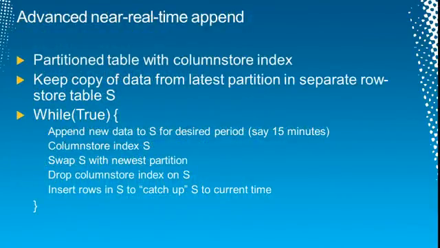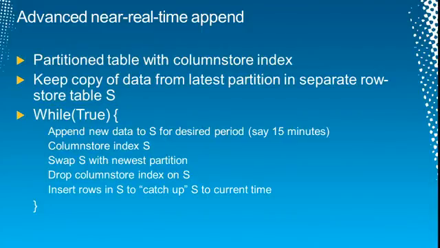Now, suppose you really want to get fancy and you don't want to switch in a brand new partition every hour, but suppose you wanted to update every 1 minute or every 5 minutes. There is a way to accommodate that. It's pretty tricky, but you can do something like this. You have a partition table with a Columnstore index on it, and you keep a copy of the data from the latest partition in a separate staging table. It's a row-structured table. It doesn't have a Columnstore index on it.